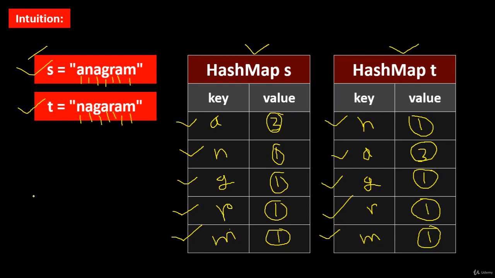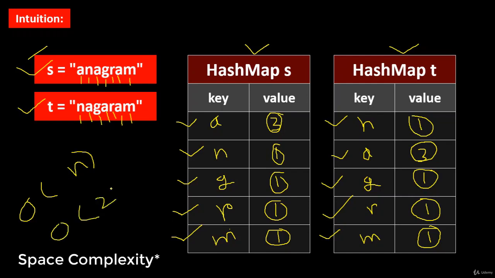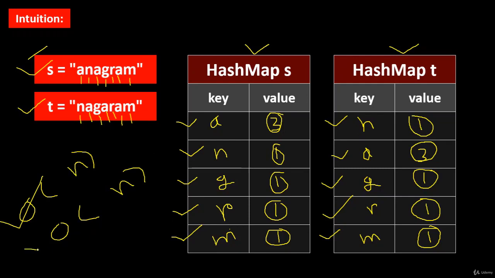This solution will take big O of 3n time complexity for the worst case scenario, and this is equivalent to big O of n. And this solution also takes big O of 2n time complexity to construct these two hash maps, and this is equivalent to big O of n. So the time complexity for this solution is big O of n, and space complexity is big O of n as well, where n is the length of the given strings.